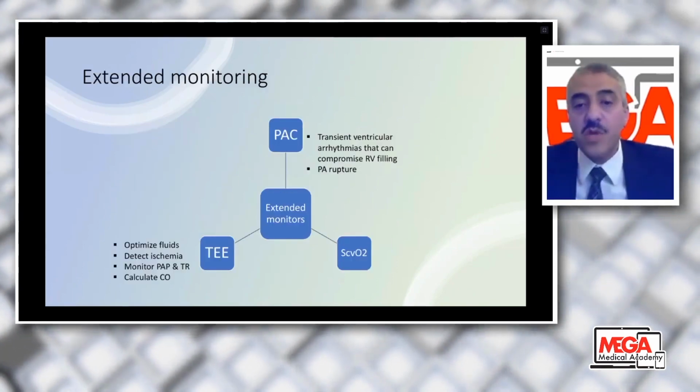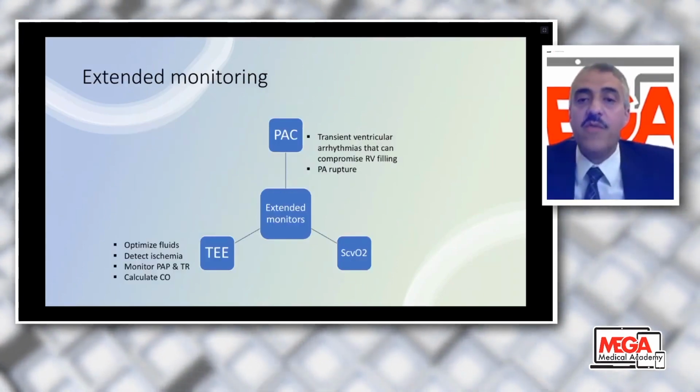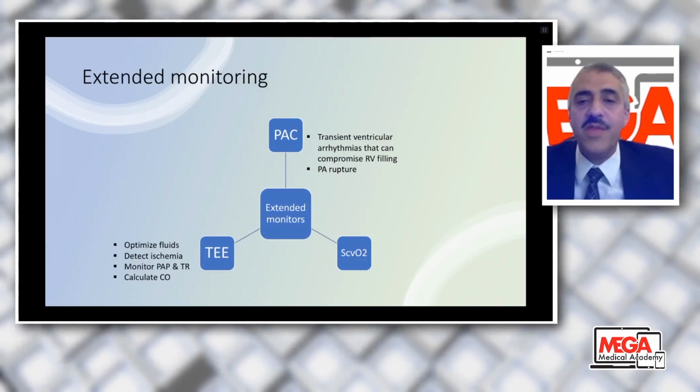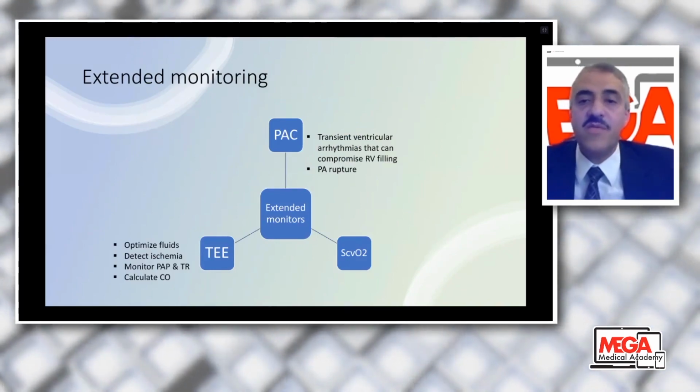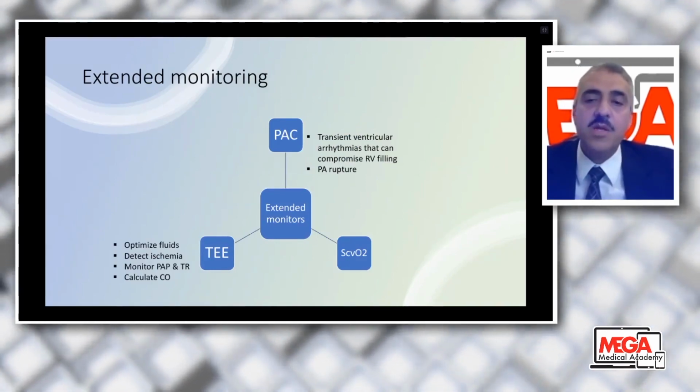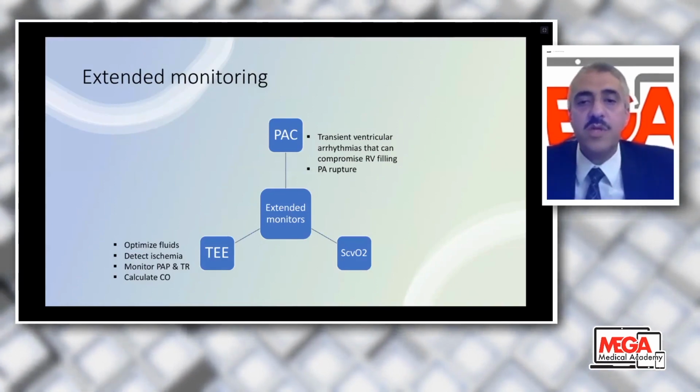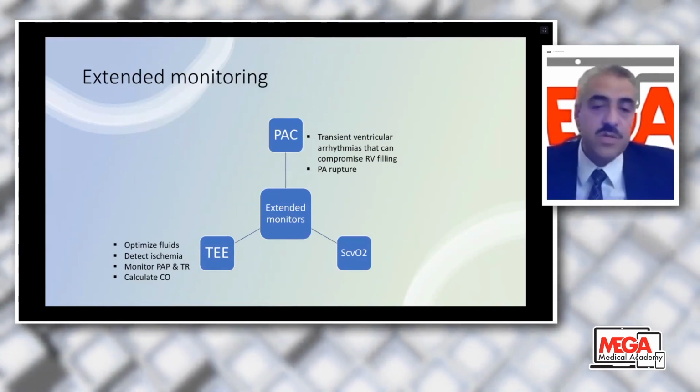And there are advanced or extended monitors, like the use of a pulmonary artery catheter. However, the pulmonary artery catheter induces transient ventricular arrhythmias and might induce increased pulmonary artery pressure, so it is not indicated in these patients.